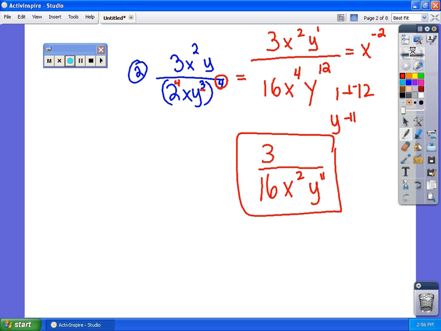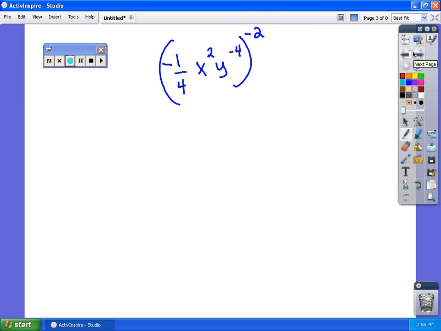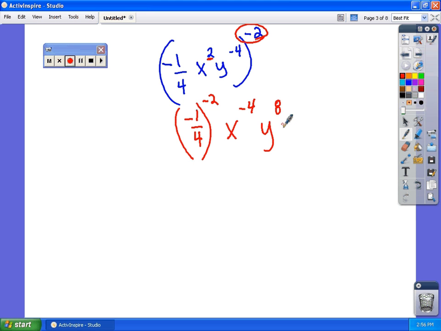Next one. All right. So again, the negative 2 goes to every single term in this monomial. So negative 1/4 to the negative second. X, remember, you have to multiply the power to a power, so you get negative 4th. And the y actually becomes a positive 8. So first of all, let's make one long fraction bar. The y to the 8th is positive, so that's going to stay as y to the 8th. The x to the negative 4th goes to the bottom as x to the 4th.